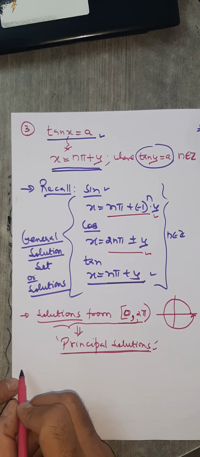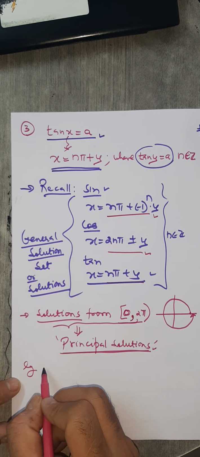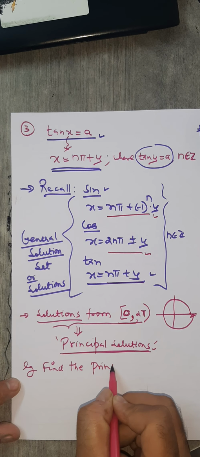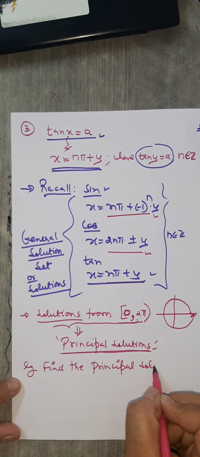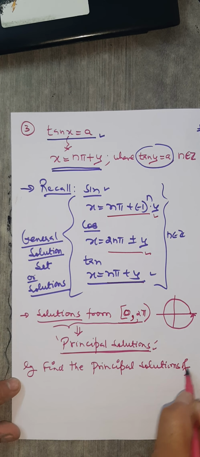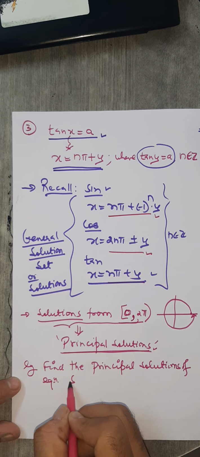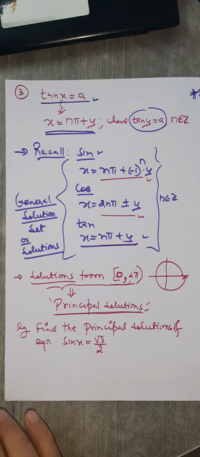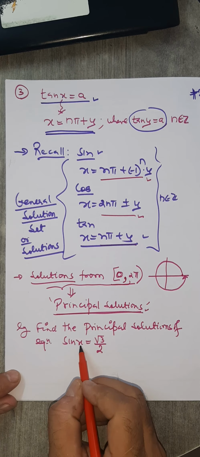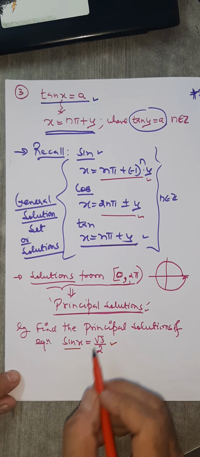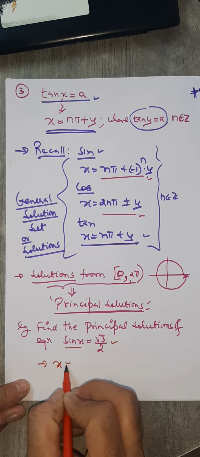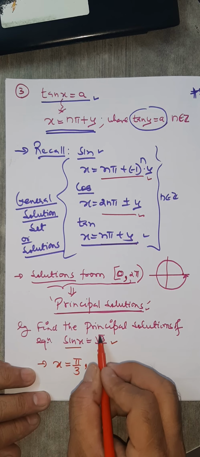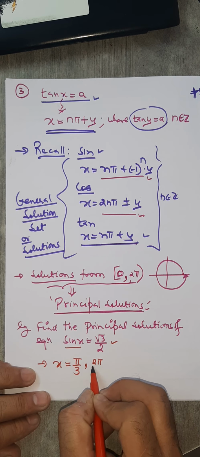For example, here the question is: find the principal solutions of the trigonometric equation sine x equals root 3 by 2. So what will you do? You find the value of x for which sine x becomes root 3 by 2. So obviously x equals pi by 3. Sine pi by 3 is this. And this is positive, so pi minus pi by 3, which is 2 pi by 3, will also do.